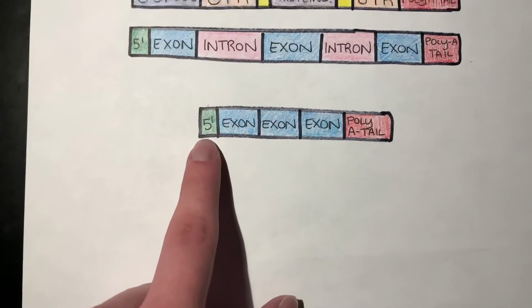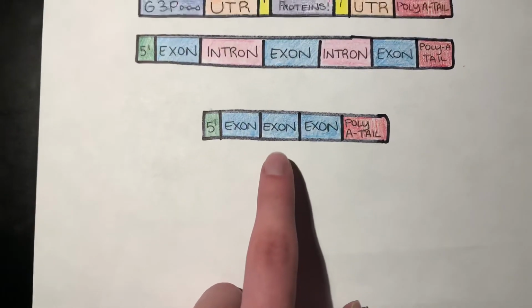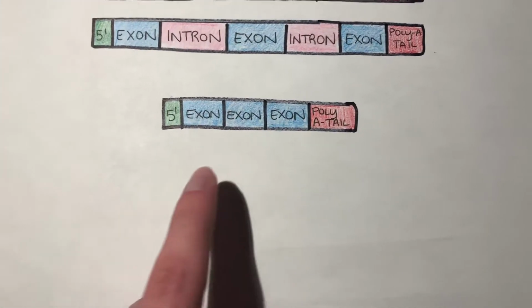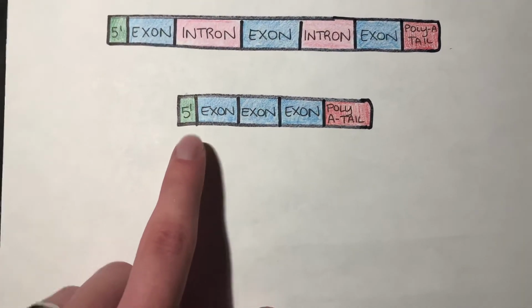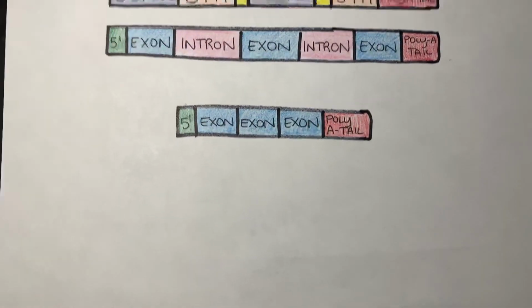So in this final strand, we see the 5' end, the poly A tail with just the exons that are left. We also have the 5' and the poly A tail to kind of act as caps.